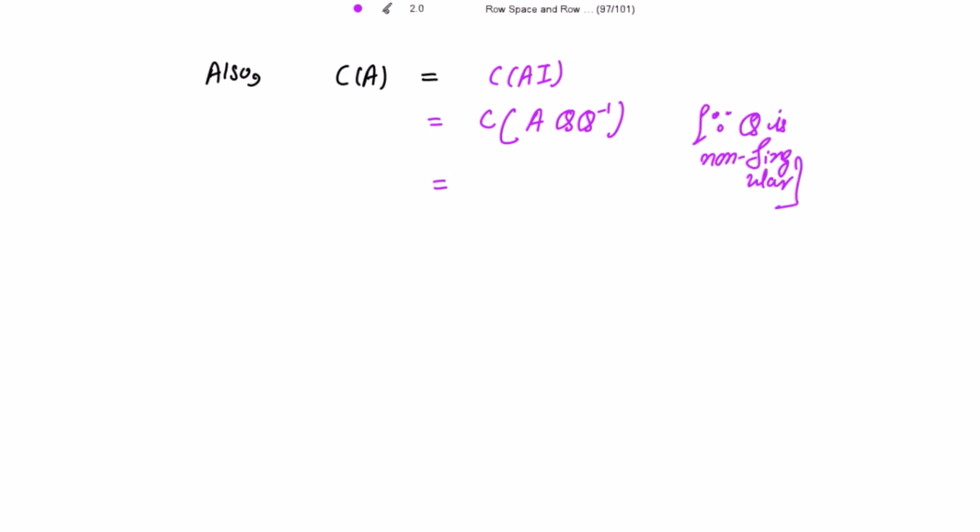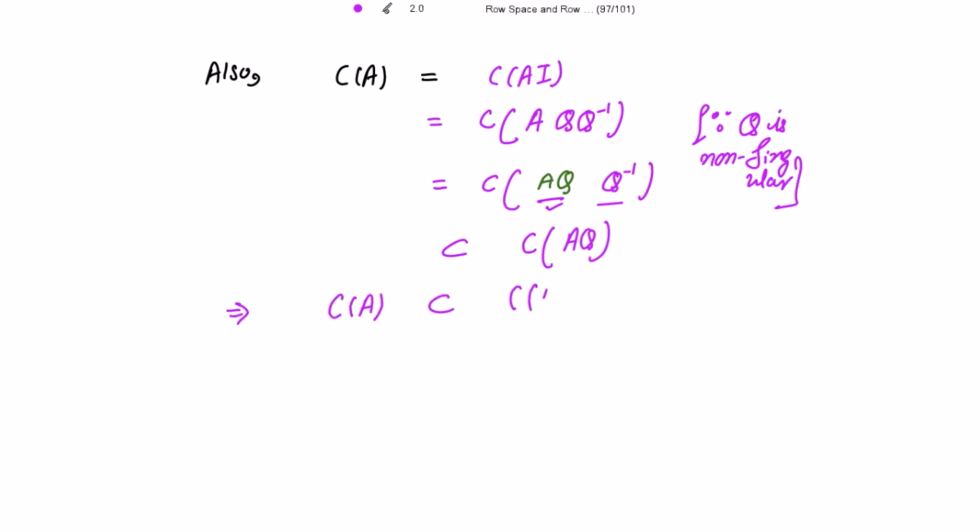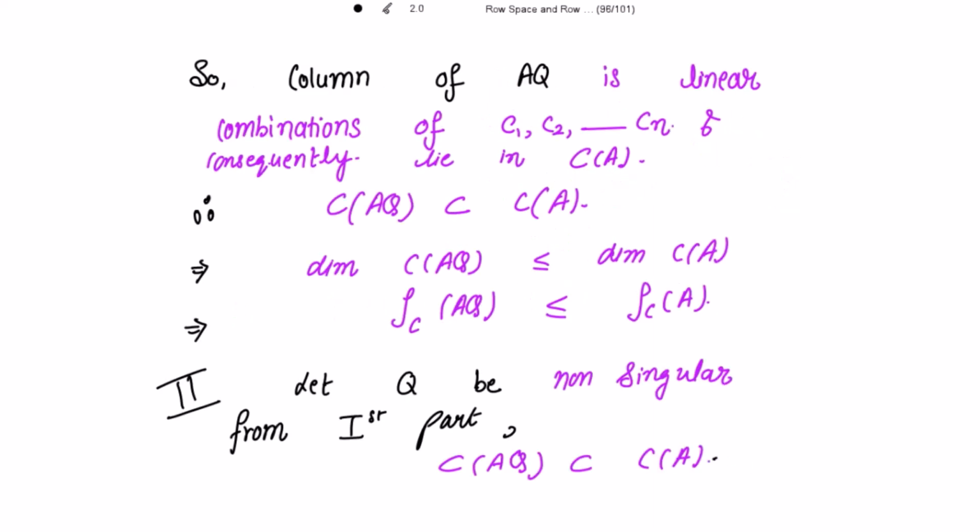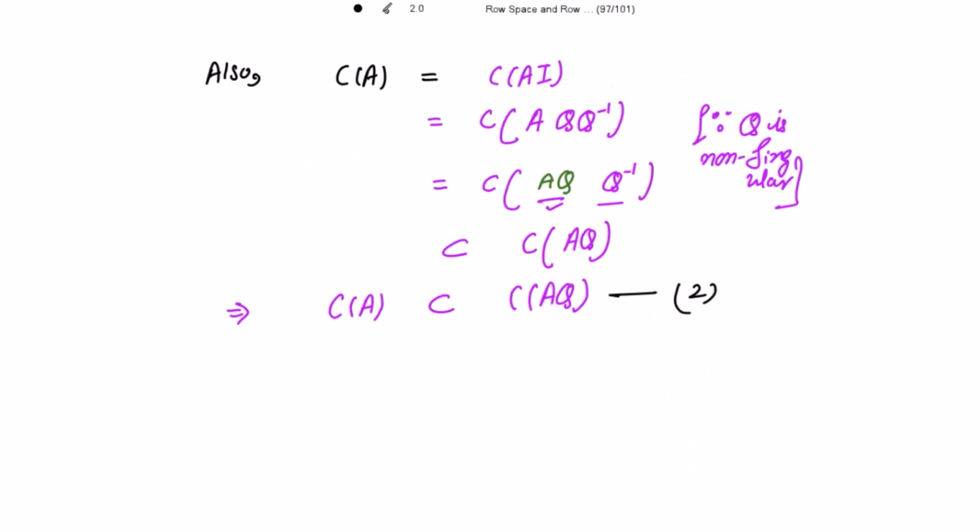So this is equal to the column space of AQ taken together, times Q inverse. And because from the first part we know that the column space of the product of two matrices is a subset of the column space of the first matrix, that is AQ, from here we say that the column space of A is a subset of the column space of AQ. Please mark this as 2 and also mark the earlier one as 1. So 1 says that the column space of AQ is a subset of the column space of A. And 2 says that the column space of A is a subset of the column space of AQ.